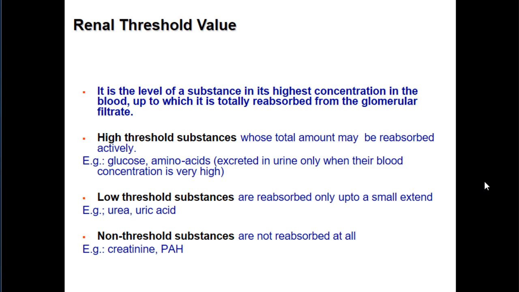One more thing which we have to discuss is the renal threshold value. It's the level of a substance in its highest concentration in the blood up to which it is totally reabsorbed from the glomerular filtrate. And all of the substances could be divided into three categories. High threshold substances, those whose total amount may be reabsorbed actively. Examples include glucose, amino acids. Low threshold substances are reabsorbed only up to a small extent. Examples: urea, uric acid. And non-threshold substances that are not reabsorbed at all: creatinine and para-aminohippuric acid.